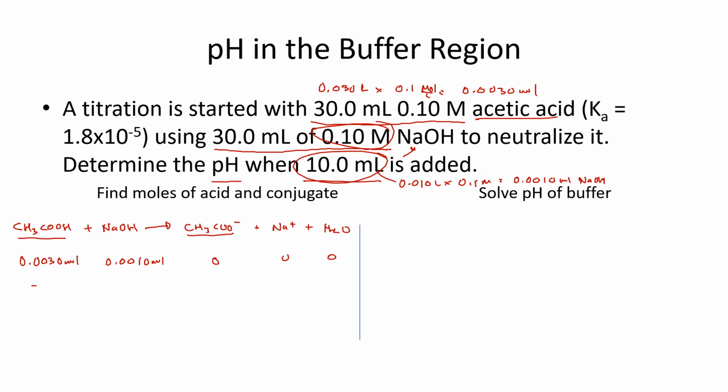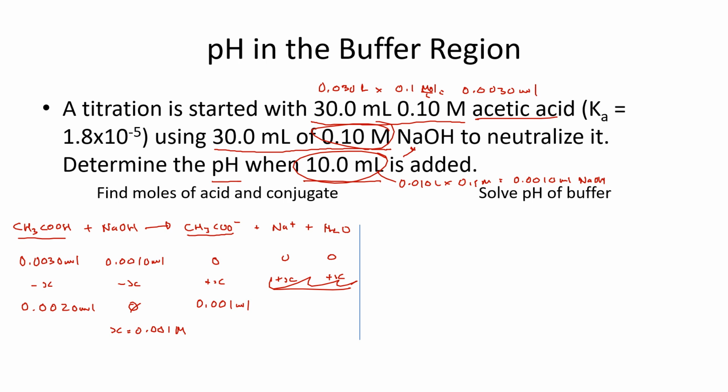And then, of course, we're going to go minus x plus x. Good thing about neutralization, it's always going to be one proton at a time. And so what we'll have here is the sodium hydroxide, of course, going to get all used up. That means the x is 0.001 moles, which means that this guy here is going to be 0.002 moles. And over here, we're going to have 0.001 moles of the conjugate base. And these we don't care about, so just ignore them.